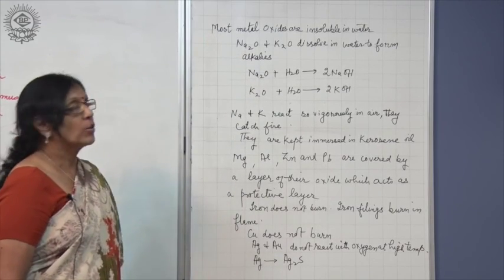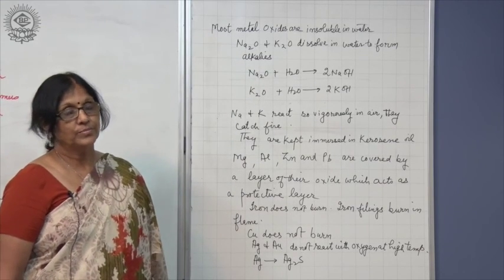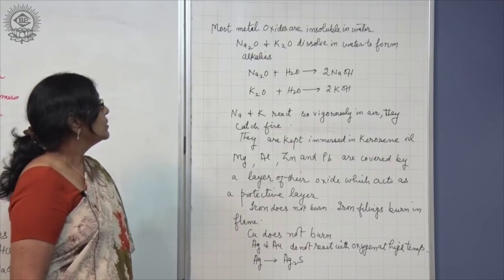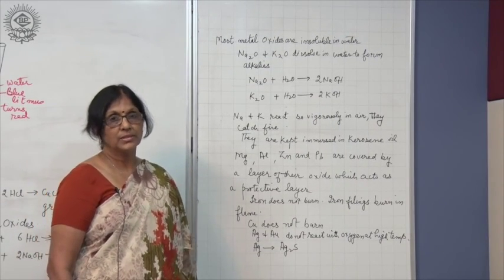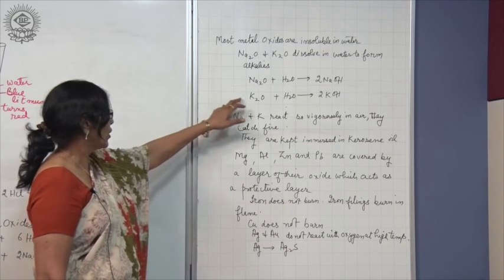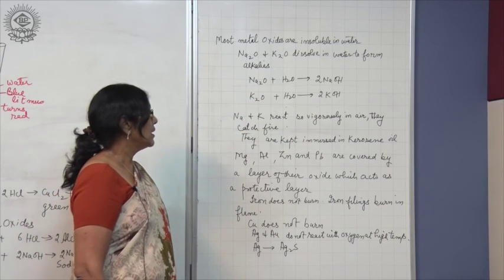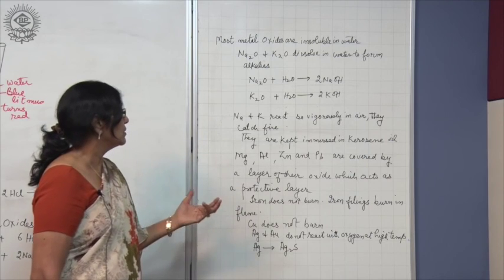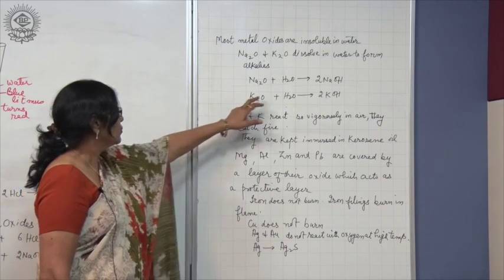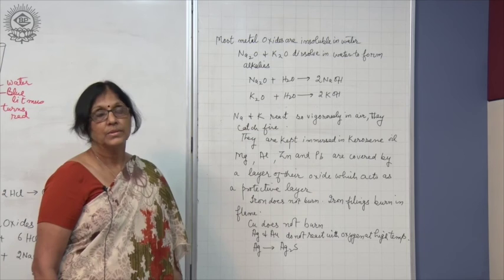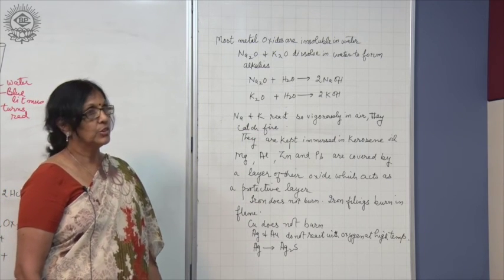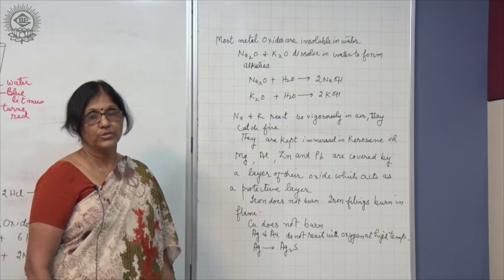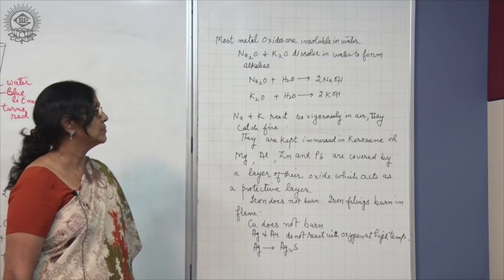Most metal oxides are insoluble in water. Some of the metal oxides dissolve in water and form alkalis, like sodium oxide and potassium oxide. They react violently with water and form sodium hydroxide and KOH, potassium hydroxide. So, these water soluble hydroxides are also called alkalis.